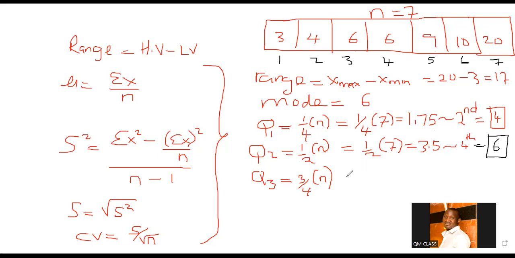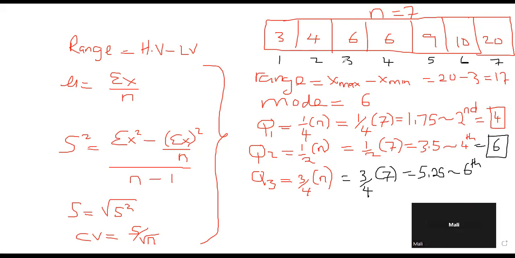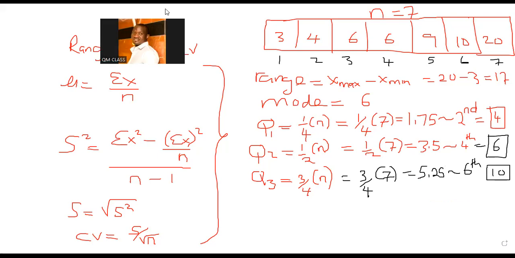All right, so we go to our upper quartile, which is 3/4 of n. What is 3/4? 0.75 times 7, we get 5.25. Whenever we have a decimal point, what do we do? We round up. So the fifth position is what? 10. Any questions in finding the quartiles?